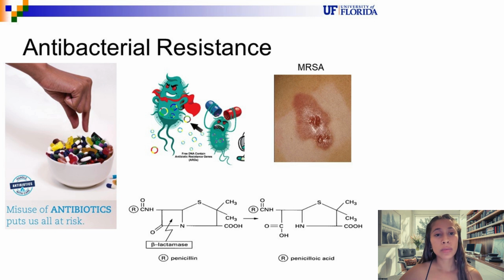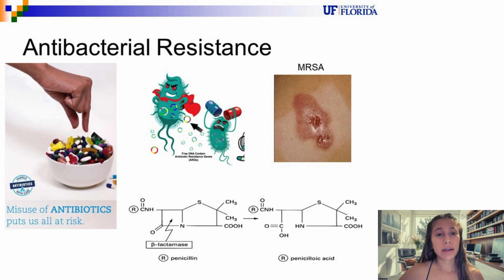For instance, some bacteria produce enzymes like beta-lactamase that break down beta-lactam antibiotics, such as penicillin. Other mechanisms include altering the antibiotic target site, reducing antibiotic uptake, or increasing efflux pumps to remove the antibiotic from the bacterial cell. This adaptability makes bacteria formidable opponents in the fight against infections.